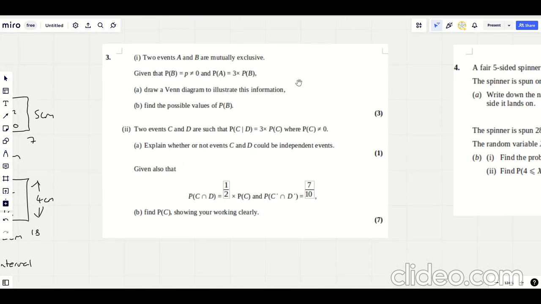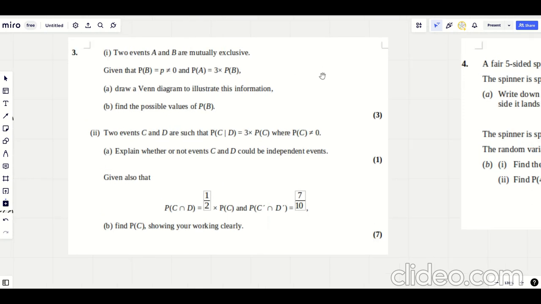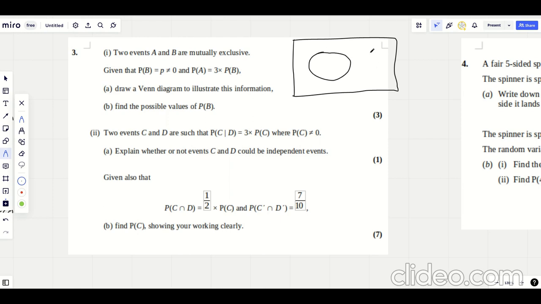I know this next one isn't nice, though, because I did it in class and I thought, yeah, this is pretty tricky. Okay, two events are mutually exclusive, so that's nice. We've got to draw a Venn diagram of this information, yeah? If they're mutually exclusive, they don't overlap. And we also know that P of A, if we call these A and B, is also 3P of B. Or even more clearly, let's call the one on the right-hand side X, then the left-hand side one will be 3X.